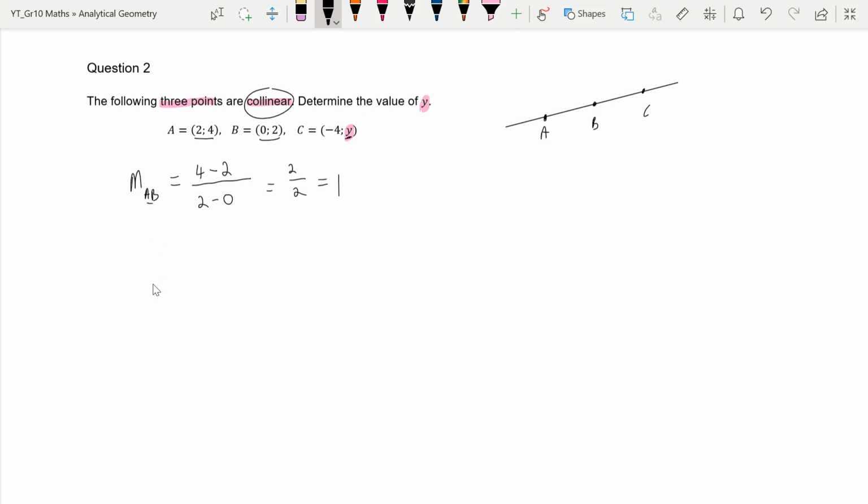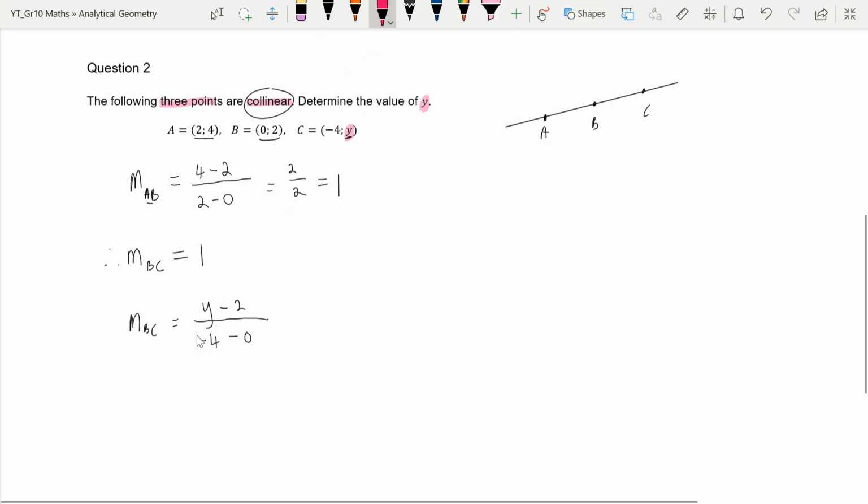They told us that they are collinear. So therefore, we know that the gradient between B and C will also be equal to 1 because they are collinear. They share the same gradient. So let's go calculate the gradient for BC. You could have also used A. I'm just choosing to use B. The change in y will be y take away 2 for coordinate B. There's my change in y's. And then -4, take away 0. And then we need to plug that in there. We have that the gradient for BC is equal to 1.